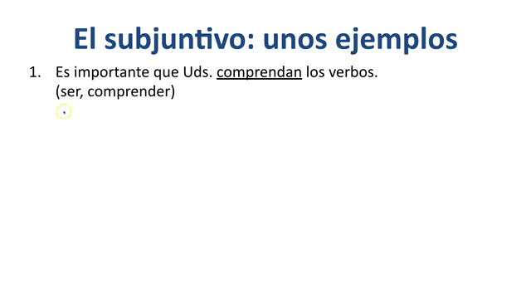I want you to see here that you're dealing with 2 verbs. Es comes from ser, and comprendan comes from comprender. You see that es is just a normal indicative conjugation like you've been doing since the beginning of Spanish 101, and then comprender has been conjugated in the subjunctive with the opposite ending. Since it's an ER verb, you change to the opposite ending for subjuntivo.